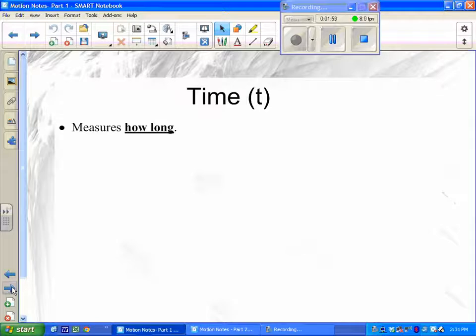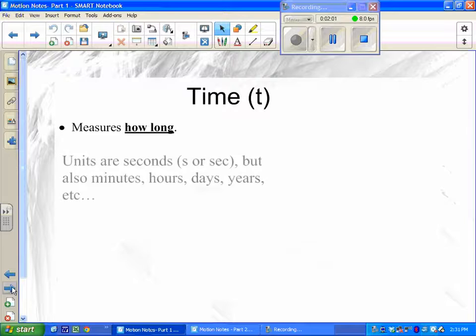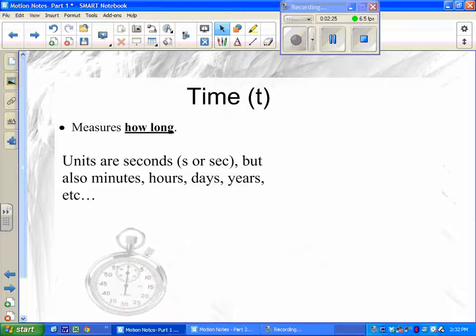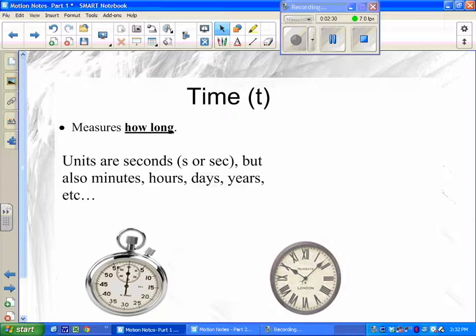These are times. The units for time are seconds, and you'll see it written as an s or sec, depending on if it's in the book or written on the board. Other than seconds, you could also measure it in minutes, hours, days, years, decades, centuries, and on and on. Some common things used to measure time: stopwatches, and just your everyday clock.